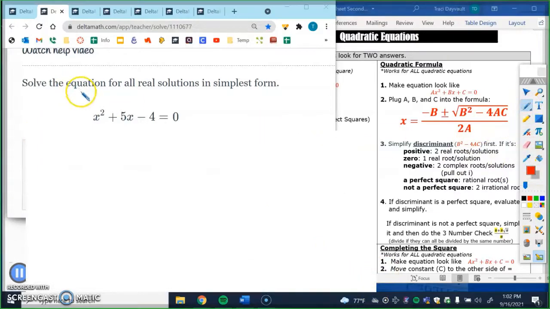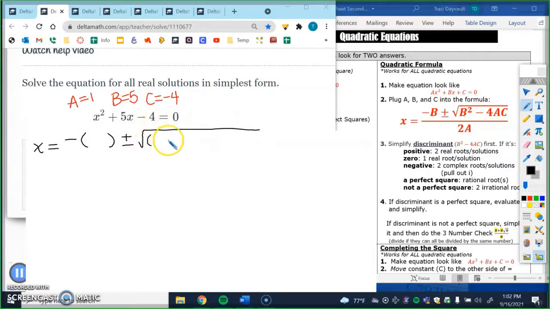Then I just need to say what a, b, and c are. A is 1, b is 5, and c is -4. We're just going to take those and plug them into our favorite formula: -b plus or minus the square root of b squared minus 4ac all over 2a. See if you can plug in those numbers.